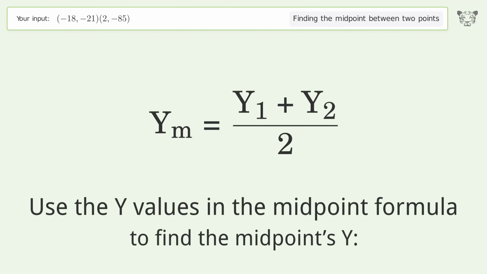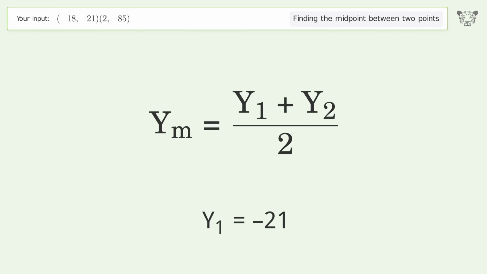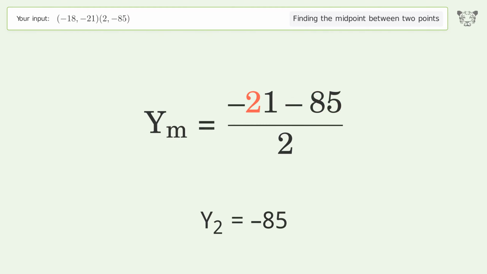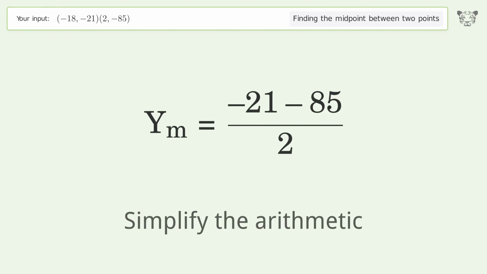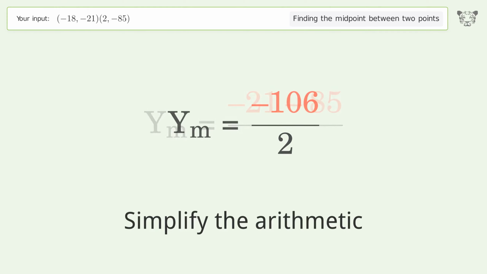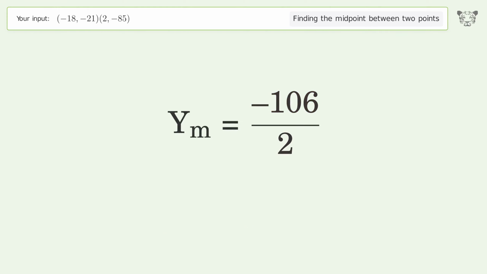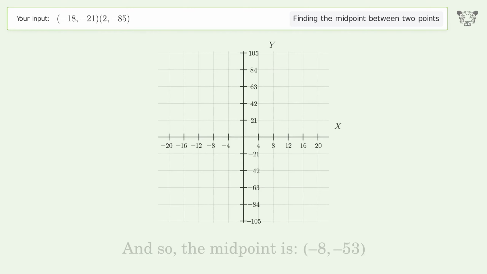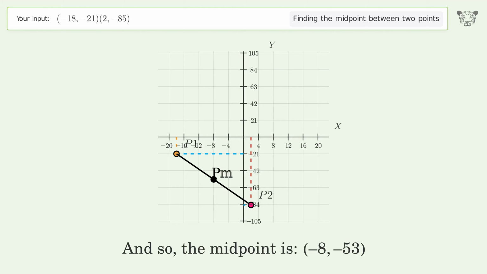Use the y values in the midpoint formula to find the midpoint's y. y1 equals -21. y2 equals -85. Simplify the arithmetic. And so, the midpoint is -8, -53.